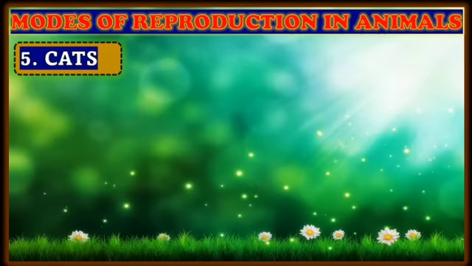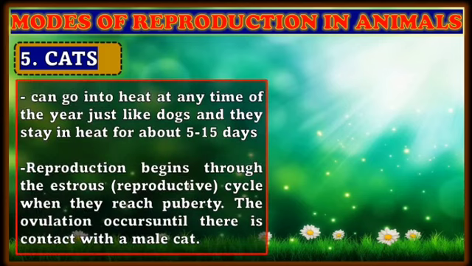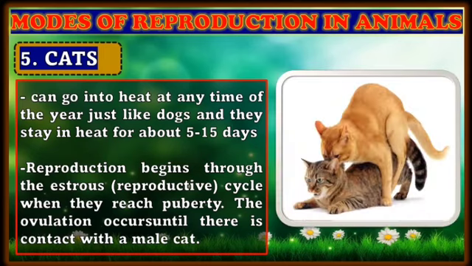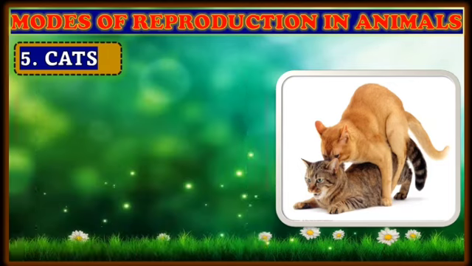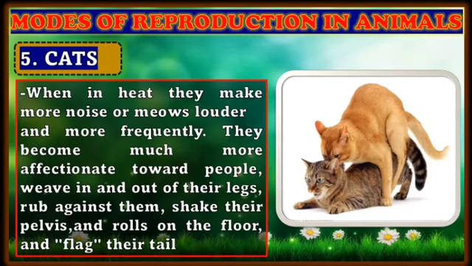Next, last one is the cat's mode of reproduction in animals. Cats can go into heat at any time of the year, just like dogs, and they stay in heat for about 5 to 15 days. Reproduction begins through the estrus, or the reproductive cycle, when they reach puberty. The ovulation occurs only when there is contact with a male cat. When in heat, they make more noise or meow louder and more frequently.